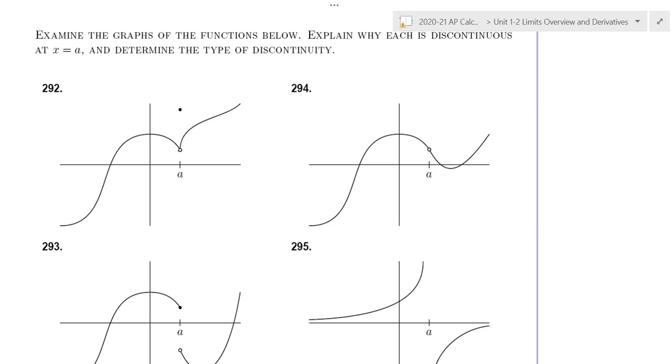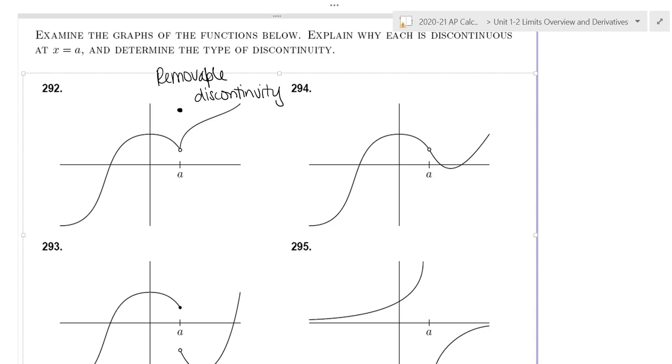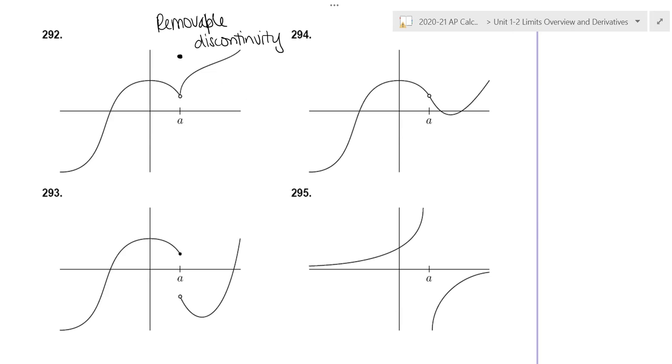So it is discontinuous at A because there's a hole in the graph, but because we grab this guy up here, this is called a removable discontinuity because that point was actually removed. Same thing here on 294. So again, we have a removable because that value was removed.